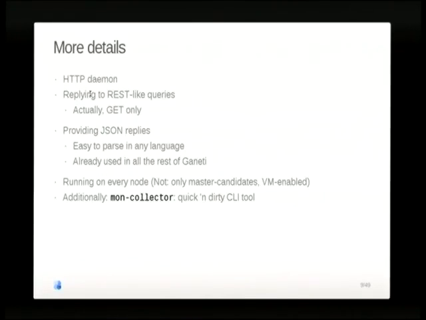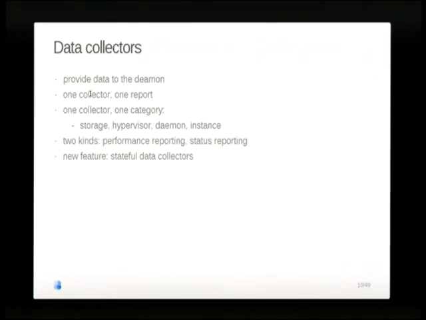Data collectors. Inside the monitoring daemon, there are these smaller data collectors that provide you data on the various aspects. So there are data collectors for storage, the hypervisors, the various Ganeti daemons, the instances, and there are some that report on performance. So how much your node is loaded, and things that might or might not be bad depending on your situation. And then there are the status, like is this node up or down? Is this instance up or down? Which, when it's down, is definitely bad.